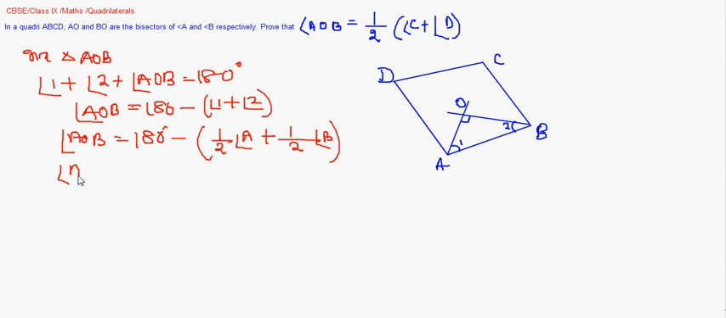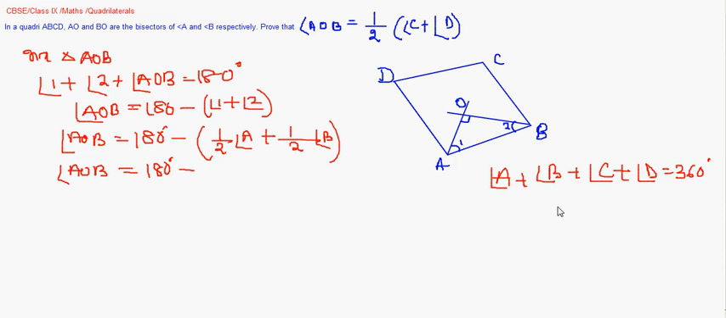So angle AOB is equal to 180 degrees minus half of A and half of B, that can be represented in terms of C and D. I tell you how. Because angle A plus angle B plus angle C and D gives us 360, as we had seen this before, angle sum property of a quadrilateral. So angle A plus angle B can be substituted as 360 minus angle C plus D, carrying angle C and D to the other side.